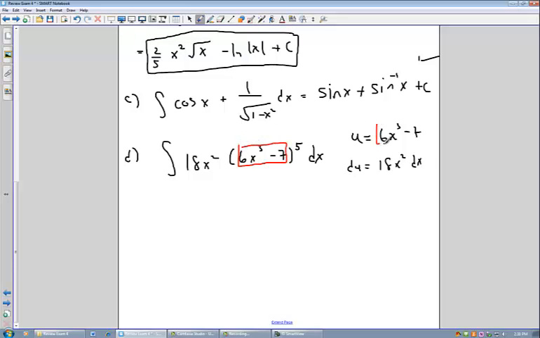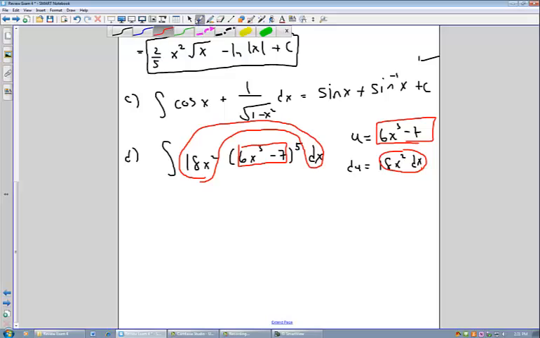So there's my u. And then my du is basically the stuff left over. So here this 18x squared dx is exactly my du. And so this is going to equal the integral, and I have u to the 5th. And then that 18x squared dx is just equal to du.